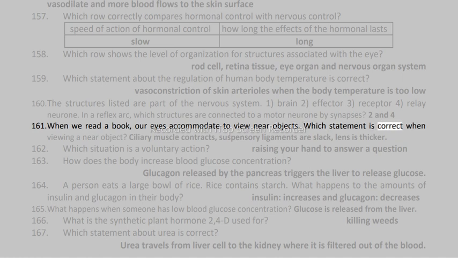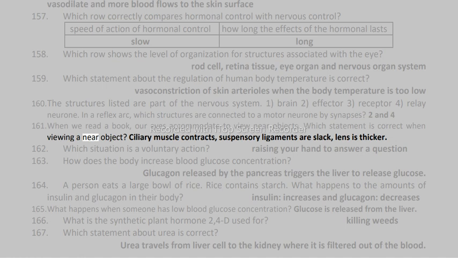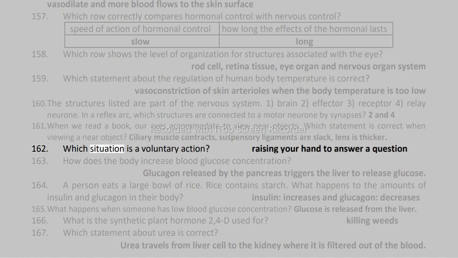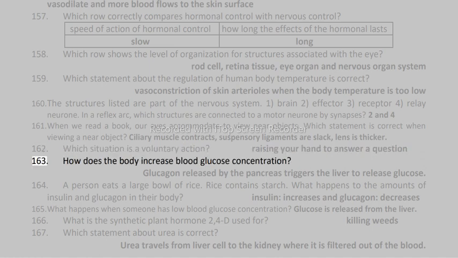160. When we read a book, our eyes accommodate to view near objects. Which statement is correct when viewing a near object? Ciliary muscle contracts, suspensory ligaments are slack, lens is thicker. 161. Which situation is a voluntary action? Raising your hand to answer a question.